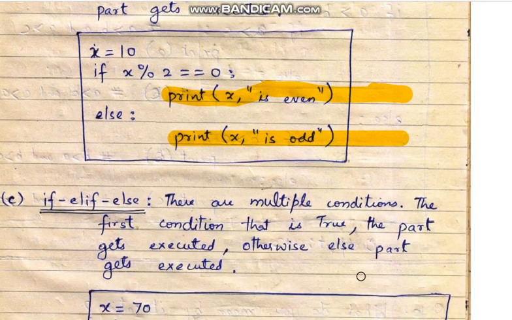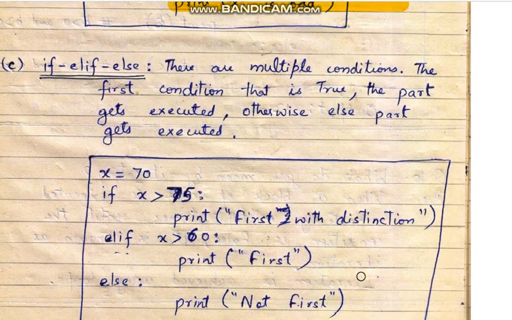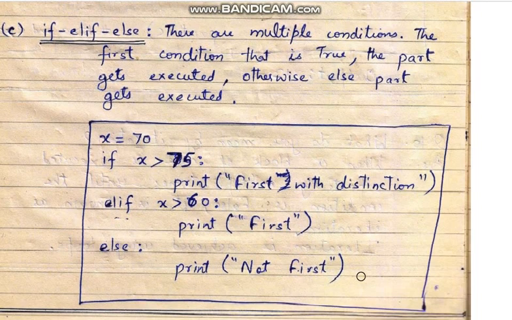Moving towards the next part, which is if elif else. What does if elif else do? There are multiple conditions, and the very first condition which is true, that part gets executed, and if neither of the conditions is true, the else part gets executed. So what we have to write is like this: there are multiple conditions. The first condition that is true, that part gets executed, otherwise the else part gets executed. Let us take an example.